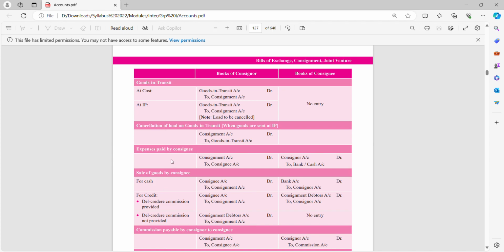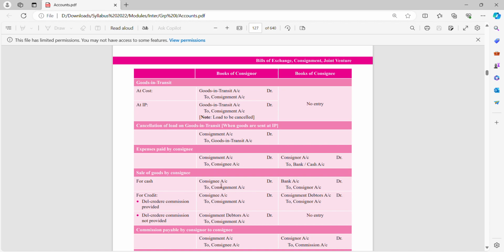Expenses paid by consignee. So whatever he is paying, cash or bank is going, that amount he is collecting from the consigner. So here consigner is debiting that amount, those expenses, to the consignment account. That consignment account is nothing but a general P&L account. It is like a ledger account. It is a P&L type of account.